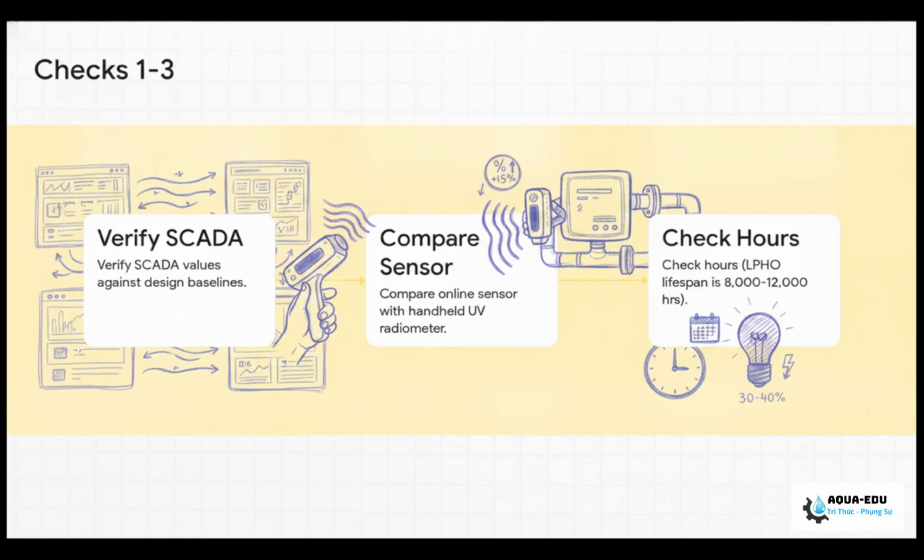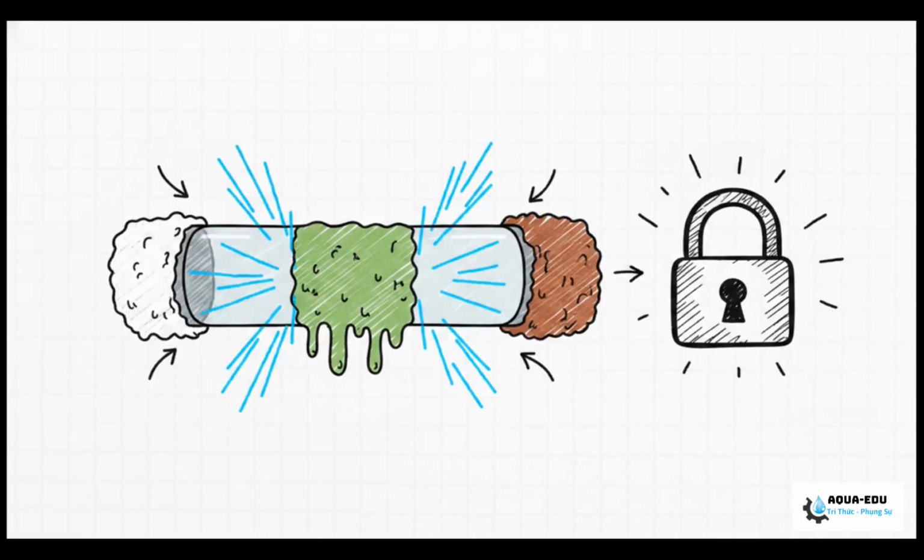Check 3. Open up the logbook. Low-pressure lamps have a lifespan of 8,000 to 12,000 hours. And guys, don't forget this. At 8,000 hours, a lamp can lose 30 to 40% of its power, even if it still looks perfectly bright purple to you.